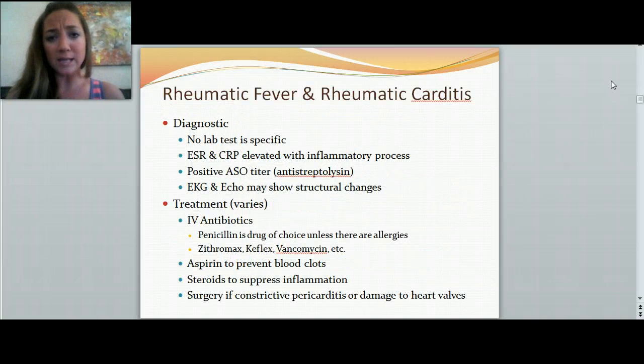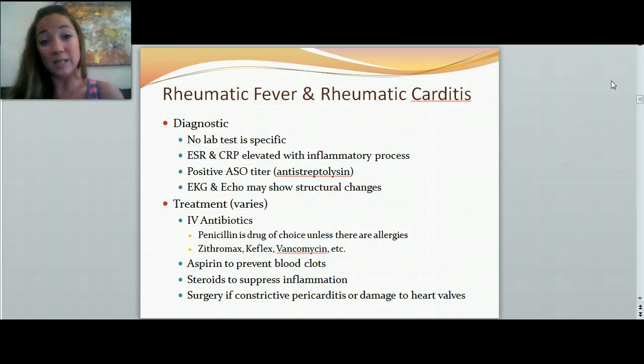So diagnostic tests that you can run to try to determine if your patient really does have rheumatic carditis or rheumatic fever. There's nothing that's specific, but as we talked about when we were talking about our labs, the ESR and CRP are some pretty non-specific tests just to tell us if there's any inflammation anywhere in the body. Okay, so a lot of times whenever we're looking at heart infections and heart disorders, we're going to test that ESR and CRP to see if we have any kind of elevation in those to tell us if there's any kind of inflammation anywhere in the body.